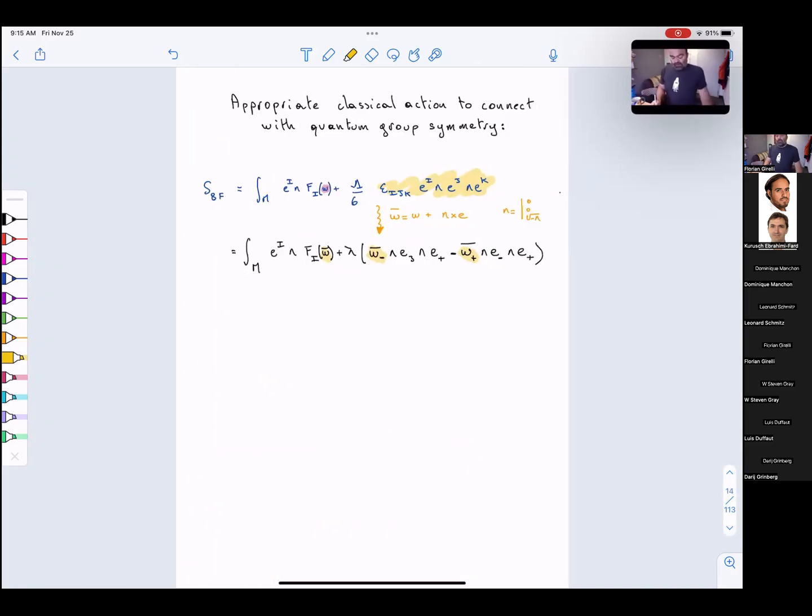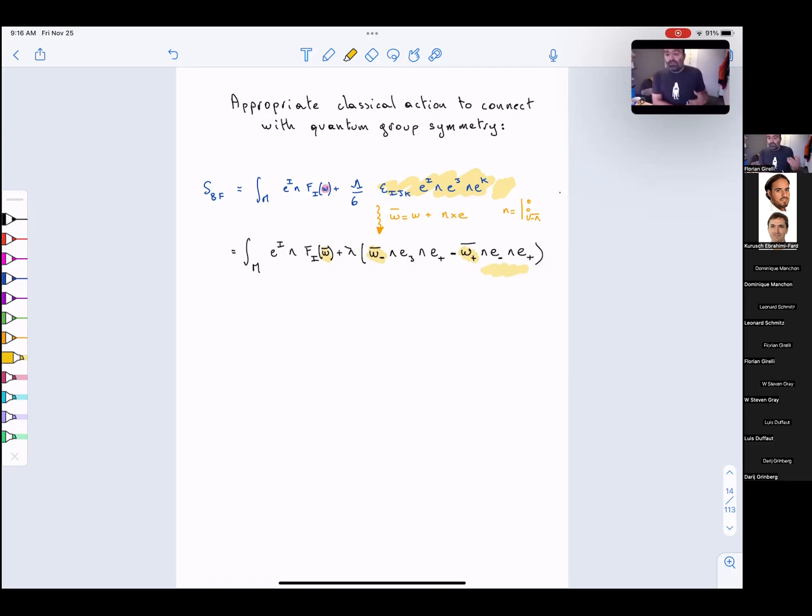So if I'm doing that, I need to rewrite the action that I had at the beginning in terms of those variables. My punchline is here that this is a standard formulation of BF gravity, BF theory with a cosmological constant. And these are not the right variables which lead to the quantum group variables. And in some recent work, I showed how you can start from this action and really derive the quantum group structure, or at the classical level, the Poisson-Lie structure.